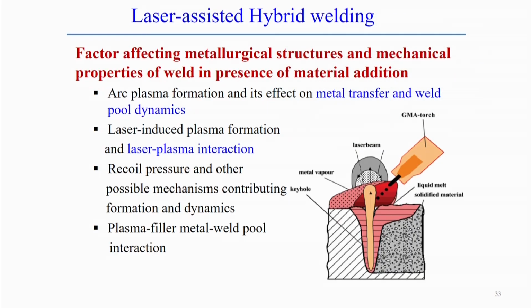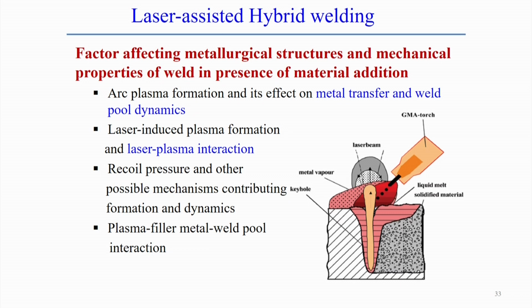We can look into the other part of the laser assisted hybrid welding processes: what are the different factors that actually affect the metallurgical structure, and of course, the mechanical properties also depend on the metallurgical structure of the weld in the presence of material addition. That means, when we create the laser assisted hybrid welding process using the laser as well as the gas metal arc welding process, which is different from the plasma or other arc welding processes, because here there is a material deposition in the case of the gas metal arc welding process.